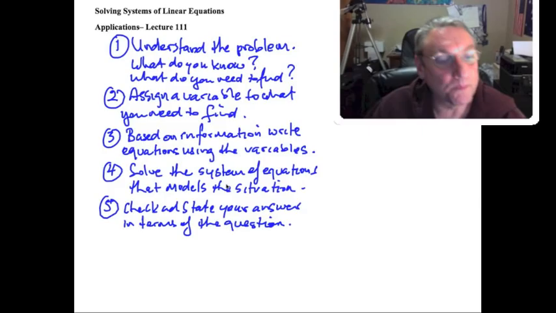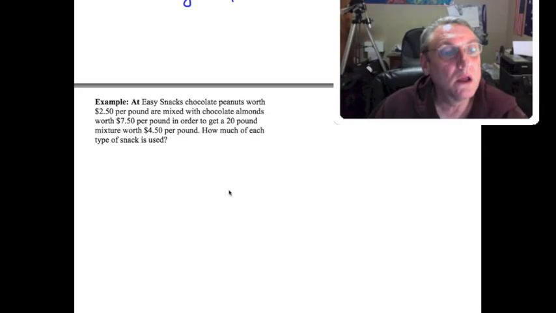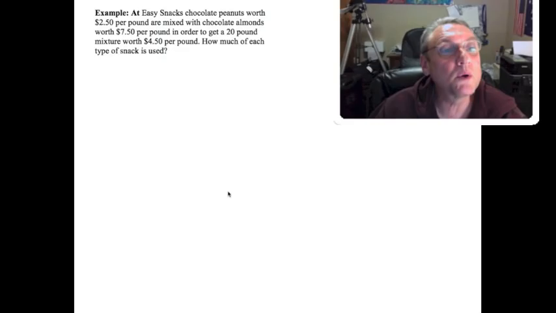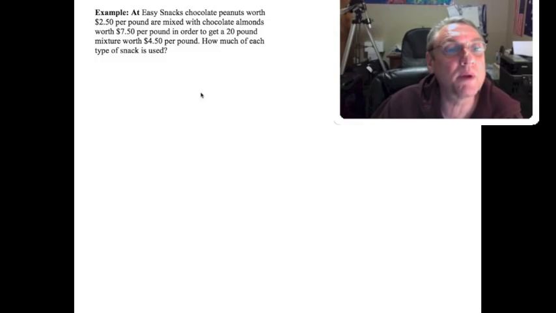Now, we'll look at an example. Let's suppose that at Easy Snacks, chocolate peanuts worth $2.50 per pound are mixed with chocolate almonds worth $7.50 per pound in order to get a 20-pound mixture worth $4.50 per pound. And how much of each type of snack is used? So in other words, let's go through this. At this particular company, Easy Snacks, we have chocolate peanuts. Now, chocolate peanuts are worth $2.50 per pound. So let's write that down.